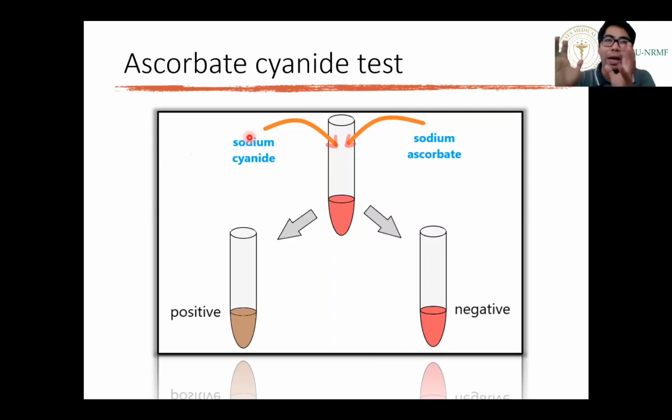So the negative result should be no brown color. Our normal result is no brown. Our abnormal result is brown formation. If you are asked what a positive result of the ascorbate cyanide test is, it is the presence of brown, which means the HMP is abnormal. What is a negative result for the ascorbate cyanide test? No brown formation, the blood is still red. That means your hexose monophosphate pathway is normal, and you have a sufficient amount of reduced glutathione. So that is one of the tests that we can use to screen the hexose monophosphate pathway.